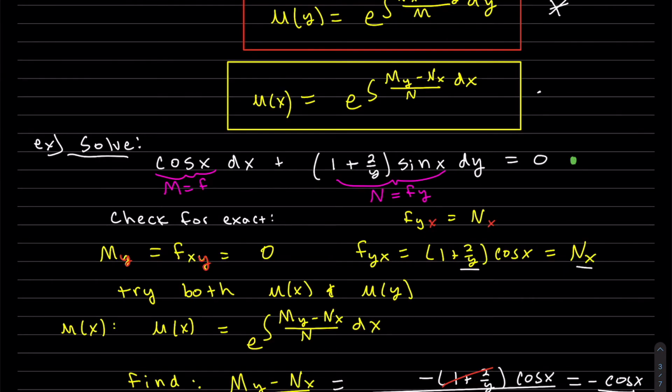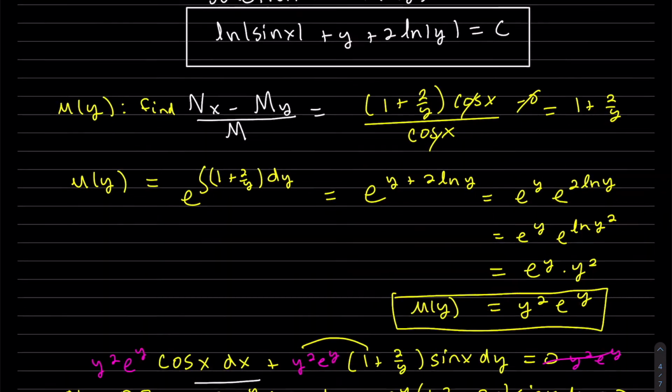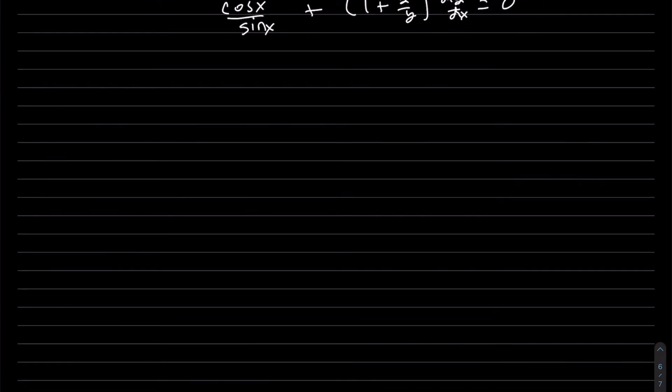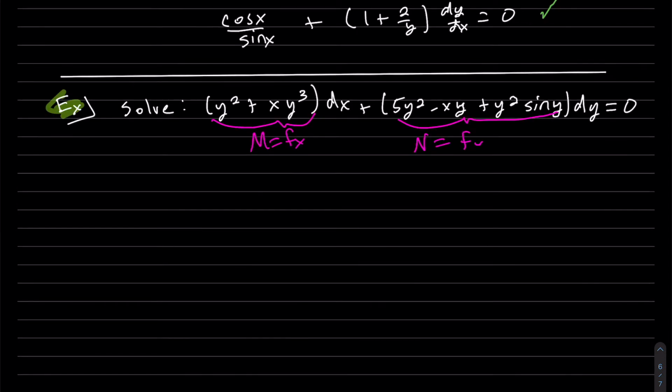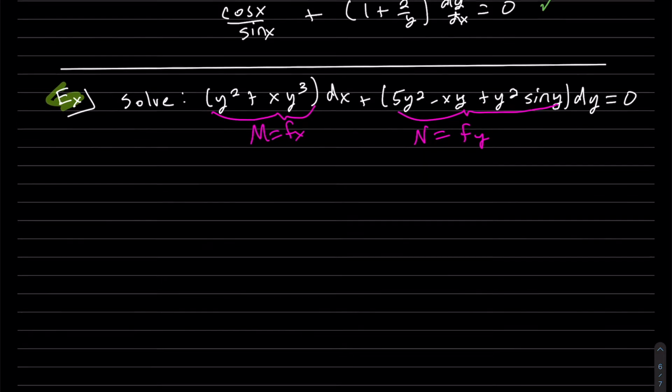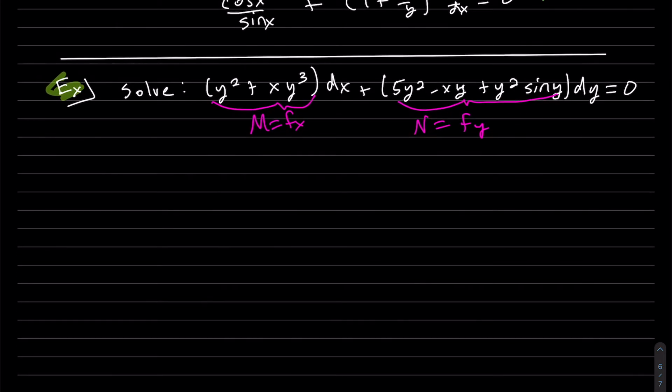And if we distribute by sine of x, it does look like that is the same d. It'll work for 2 also. You can do it as an exercise. Let's do another example. So we write our given. It's in the right format. Make sure of that. And let's check for exact.